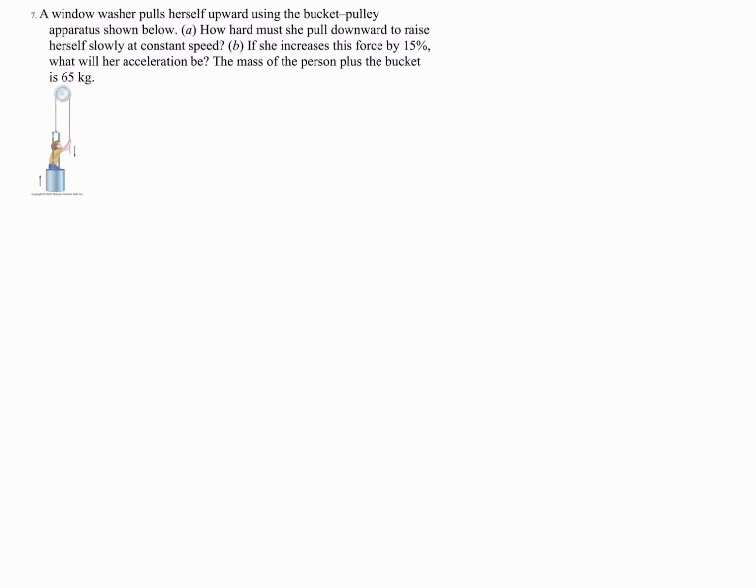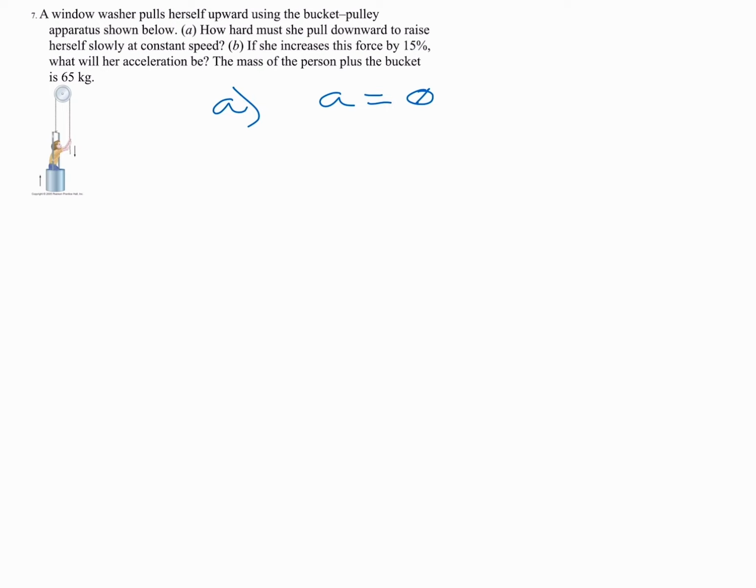So we have someone pulling themselves down with a rope and lifting themselves up on the other side of a pulley. And we just want to know how hard she must pull to raise herself at a constant speed. So if you're going to do part A, you know that the constant speed statement is telling you the acceleration is 0 for the system. And so this means the net force is 0.